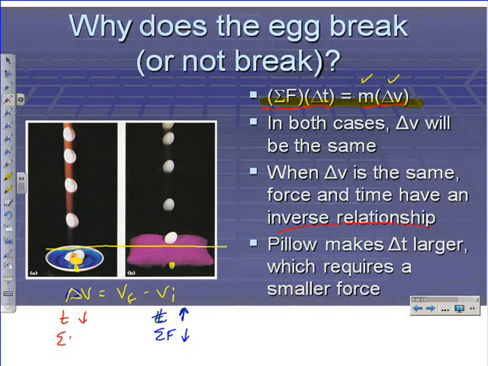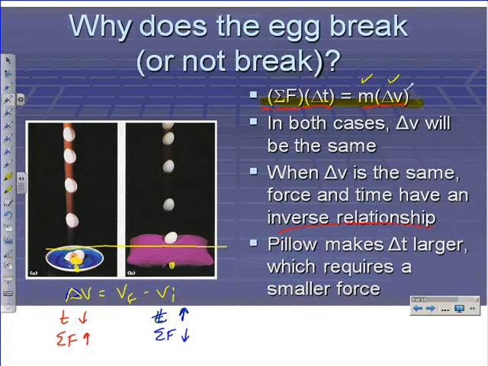So it has to apply a greater force to accomplish the same change in motion, the same change in momentum that the pillow does, but in a shorter amount of time. So you need more force. That force is too big for the shell of the egg, and it causes the egg to break.